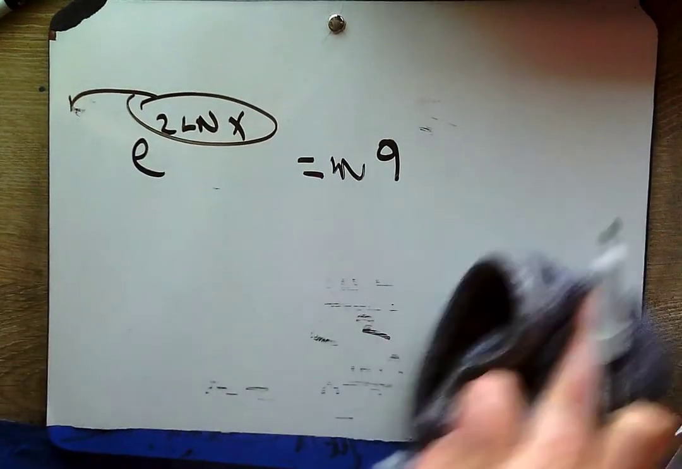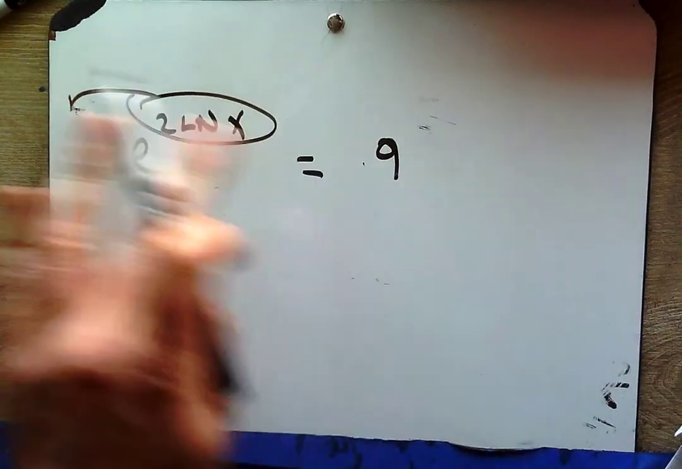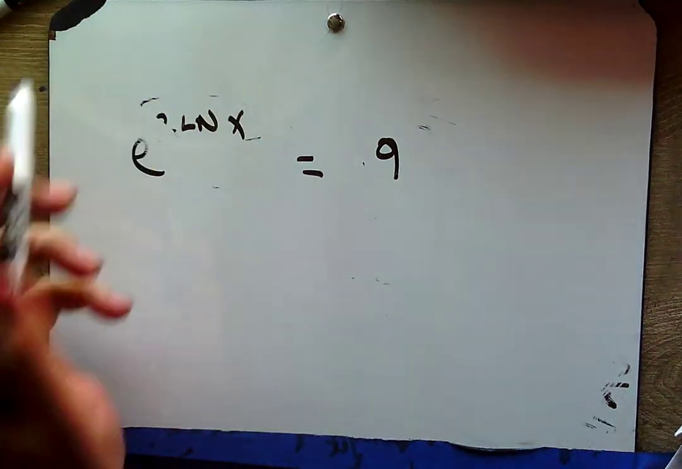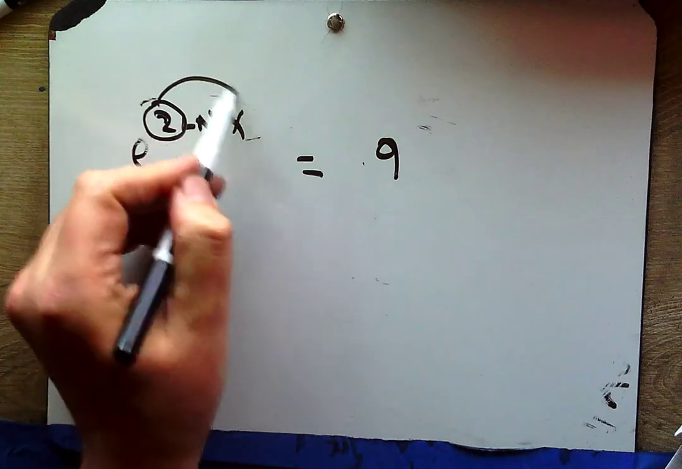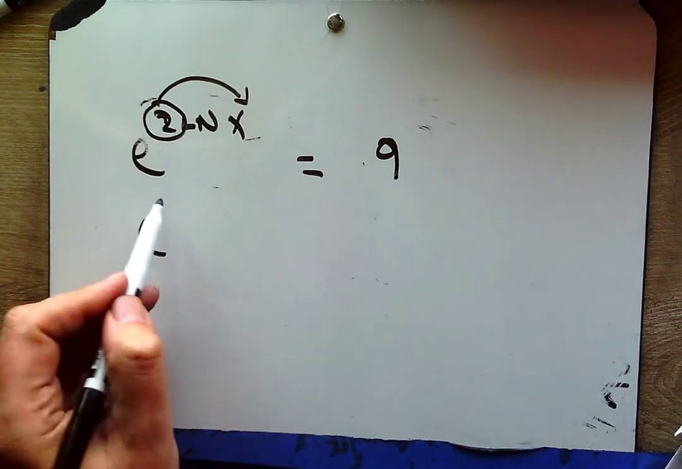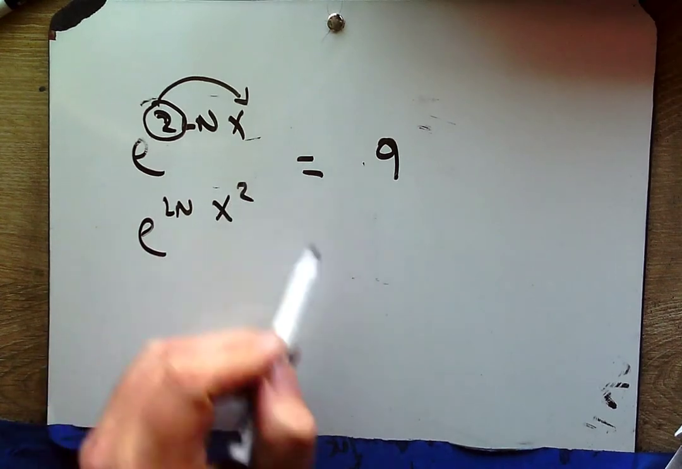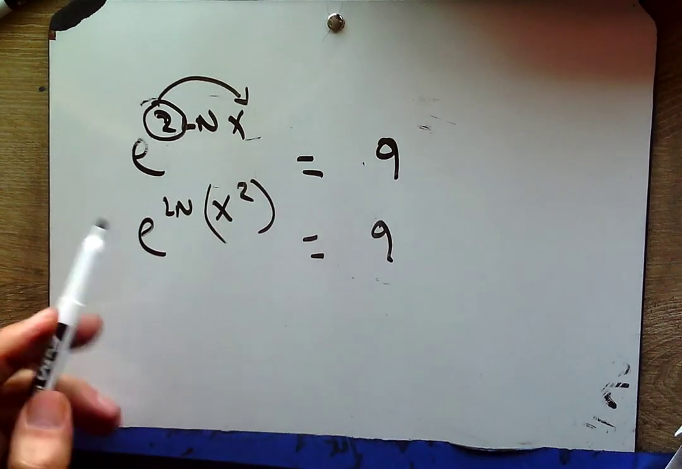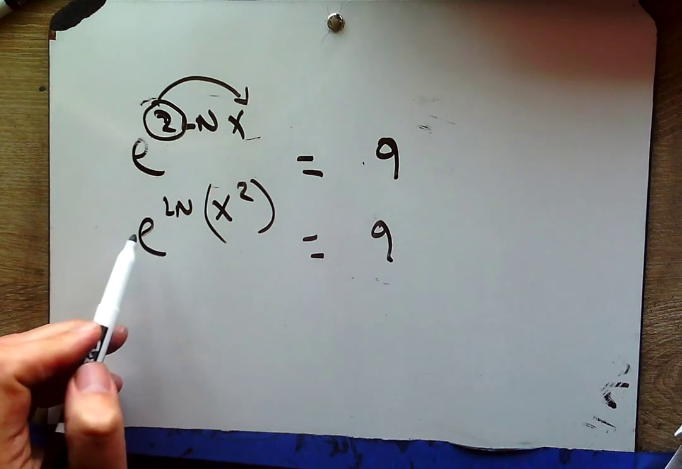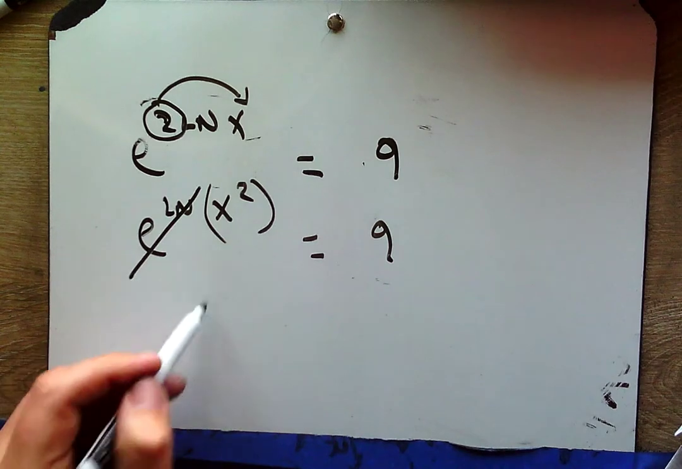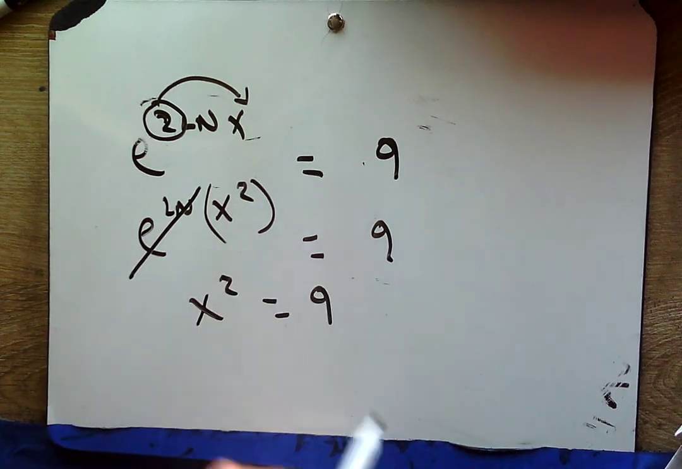So that's not how I would do this problem, by the way. That's how many students do this problem. When I think about this problem, I think about moving this up here. Moving this up here with the power rule. ln of x squared equals 9. And the reason is because now I see e to the power of log base e. These are inverses and cancel, and I get x squared equals 9.